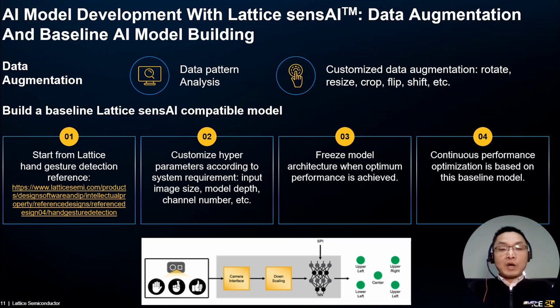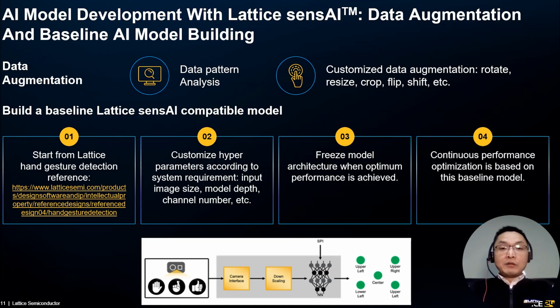The second step is to design a SenseAI compatible baseline model. We started from the Lattice hand gesture detection reference. It is available from the Lattice website. Then we tuned the hyperparameters according to the system requirements. Those parameters include the input image size, CNN architecture, model depth, channel numbers, and so on.